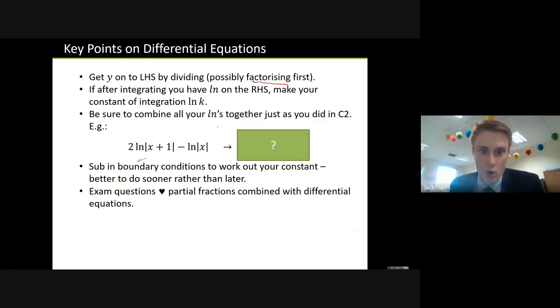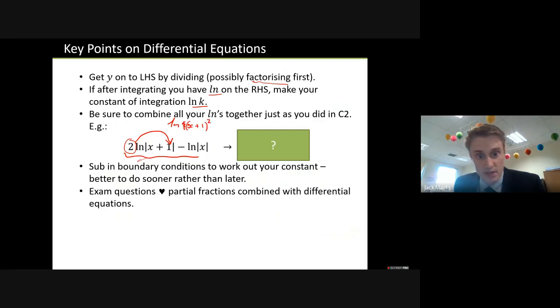If there's lots of log, especially like on the right-hand side, it's good to have c written as log k, and that allows you to combine logs together. So you might see situations like this. So there's a few things we could do here. First thing is we said if we want to use log rules, there must be no number in front of log. So you would make this first of all log of x plus 1 squared.